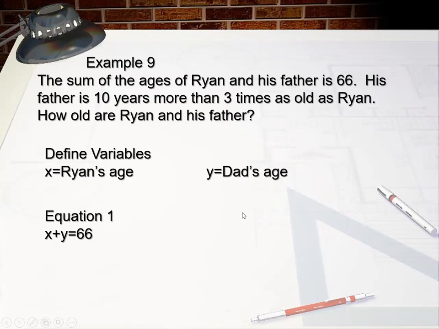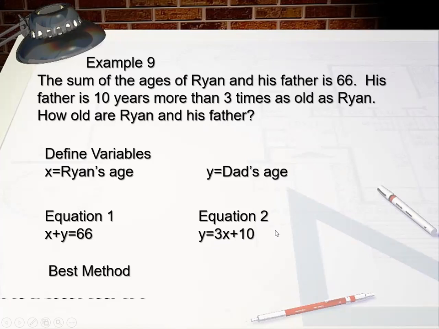Now it's the second equation you have to watch out for, because it says that his father is Y equals 10 years more than, so that's where the plus 10 comes in, 3 times Ryan, 3x. So 3x plus 10. Okay, go straight into substitution or go into Desmos. Either one will work fine. And you find out that Ryan's age is 14 and Dad's age is 52.